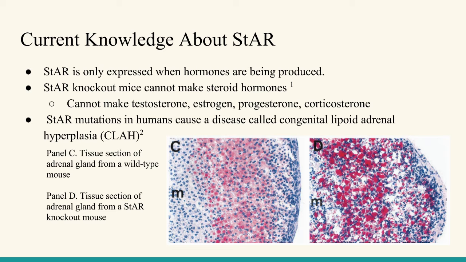There were experiments about STAR knockout mice. Knockout mice are mice produced so that they don't express STAR, so that you can compare them with wild-type mice. These knockout mice cannot produce testosterone, estrogen, progesterone, and corticosterone because they don't have STAR. STAR mutations in humans cause a disease called congenital lipoid adrenal hyperplasia, abbreviated CLAH.